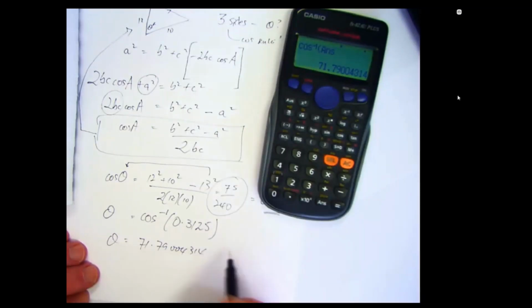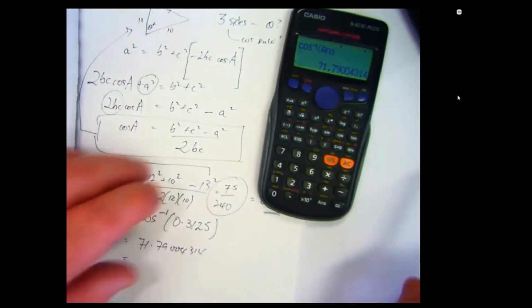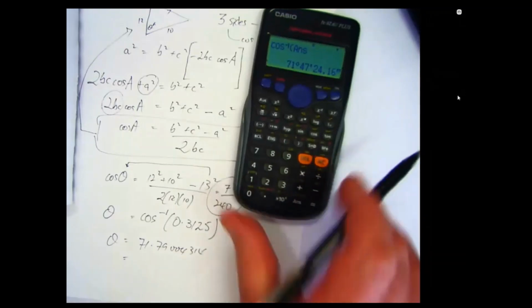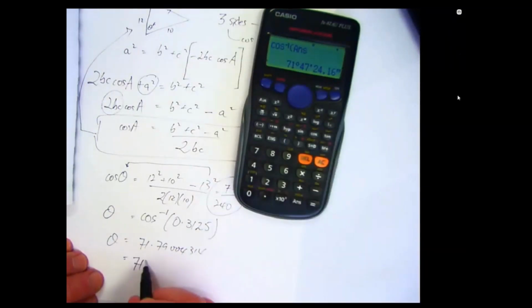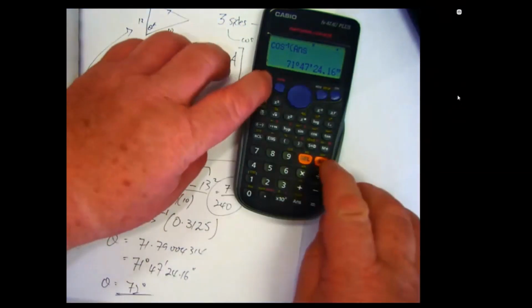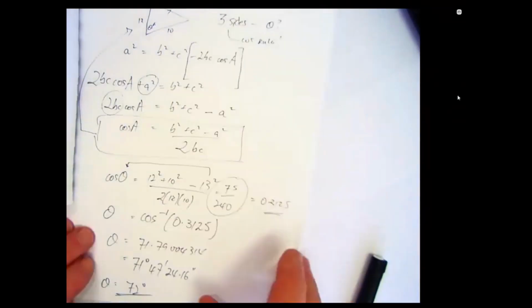71.79004314, and these are redundant. Remember what we can do? You've got it. Go back to the DMS button, hit that, and we have a nice little neat package, 71 degrees, 47 minutes, 24.16 seconds, depending on what your lecturer or your examiner says. Rounded off, this would be approximately 72 degrees, which would be fine. So this is the angle.